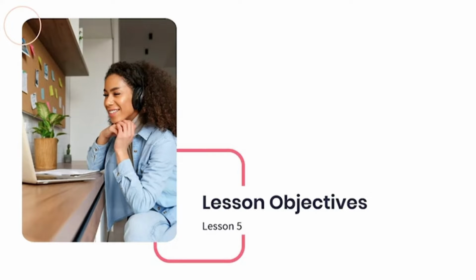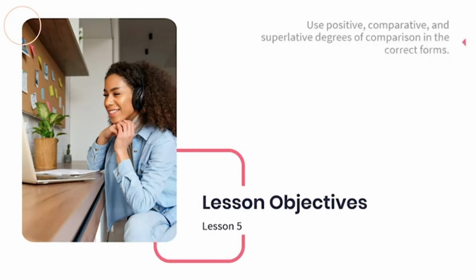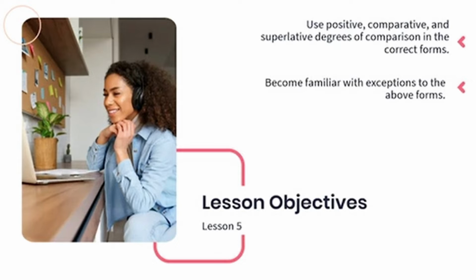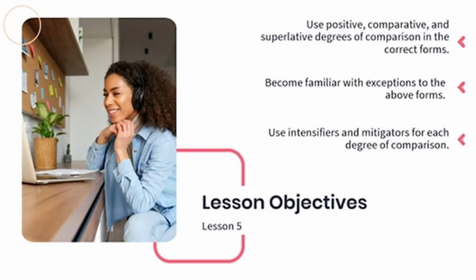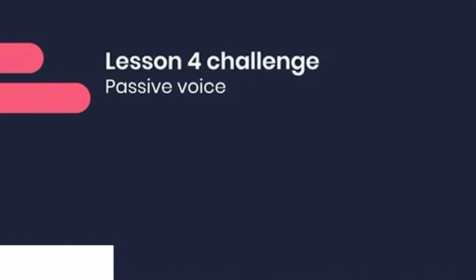Now, by the end of this lesson, you will be able to use positive, comparative, and superlative degrees of comparison in the correct forms. You will also become familiar with exceptions to the above forms. And you will be able to use intensifiers and mitigators for each degree of comparison. But first, as usual, let's have a look at your challenge from the previous lesson.